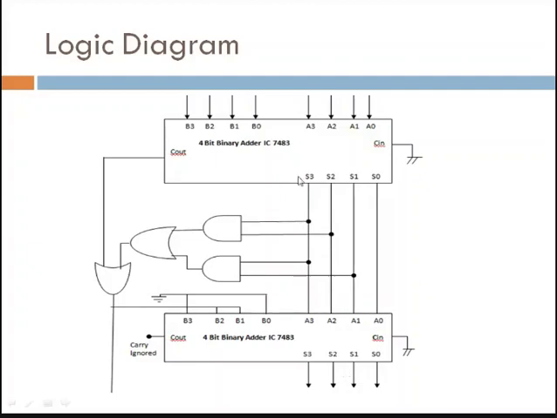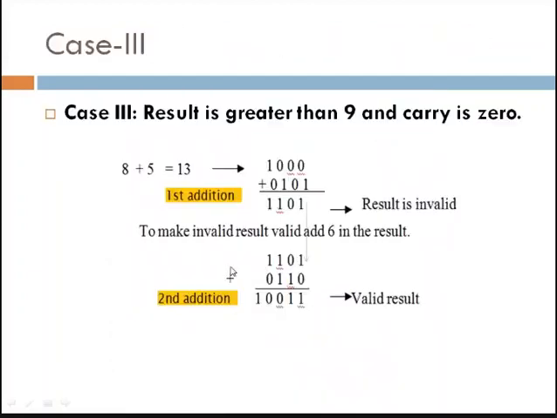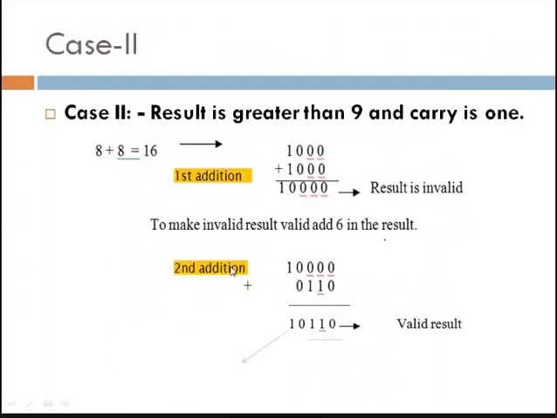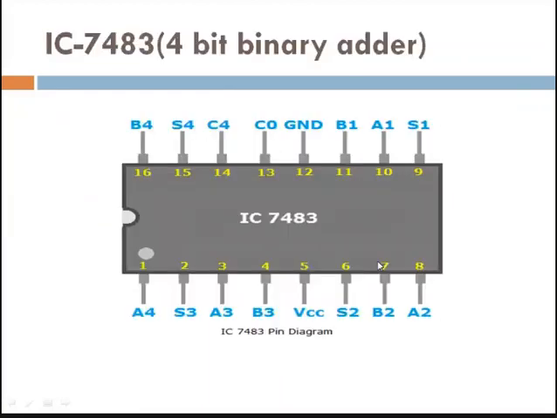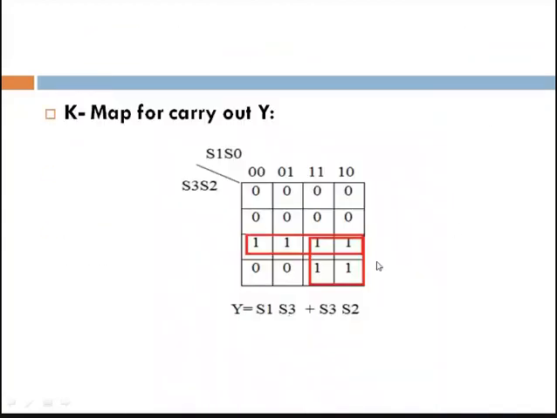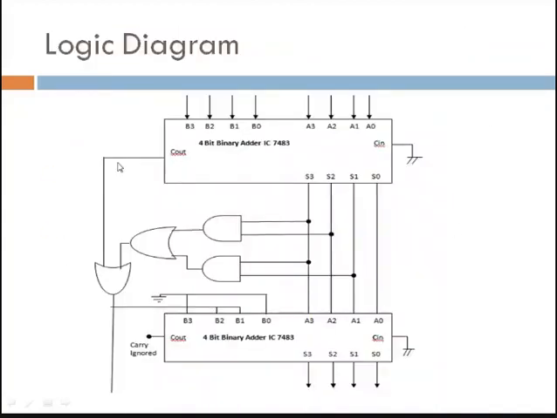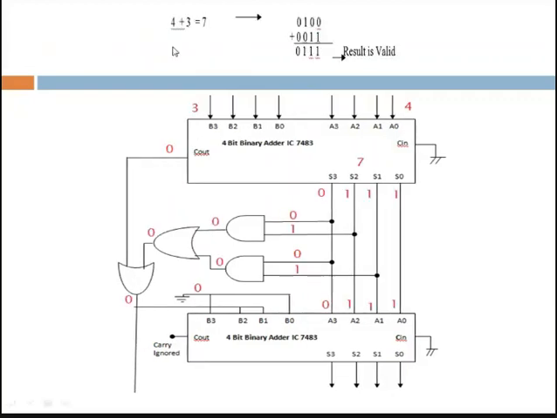So for the first case, if you consider this one, there is no carry generated here. So the C output is considered as 0. Here it is a valid result. So we are getting a 0 value. Okay, we'll see the example, the first case example, so your idea will be clear.